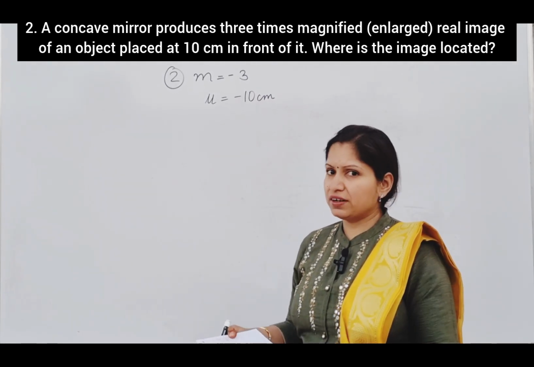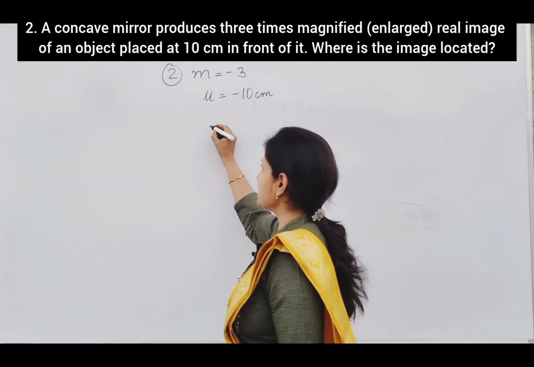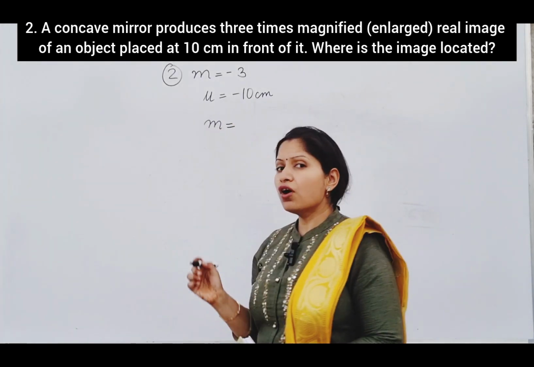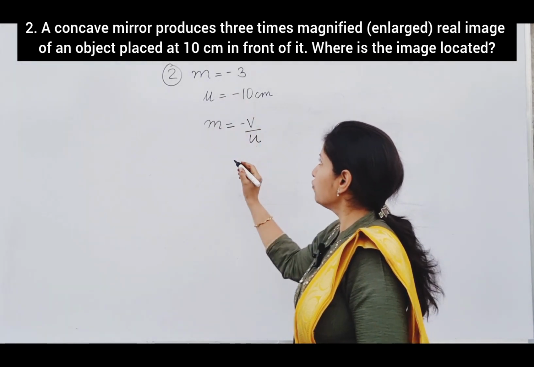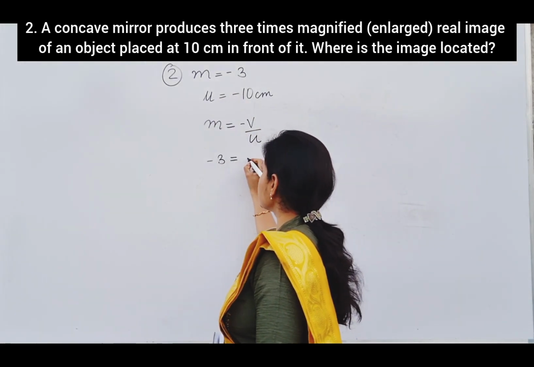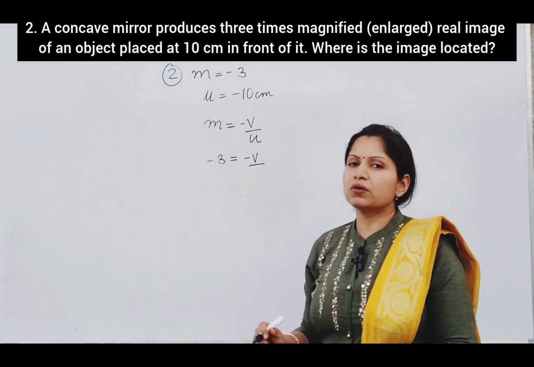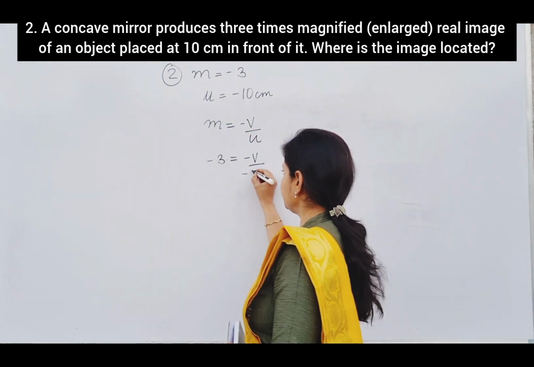Where is the image located? You have to find out the image position. It's very easy. You know the formula of magnification for mirrors is m equals minus v by u. Now, what's the value of magnification? It's given as minus 3. That is equal to minus v upon u. The value of u is given as minus 10.